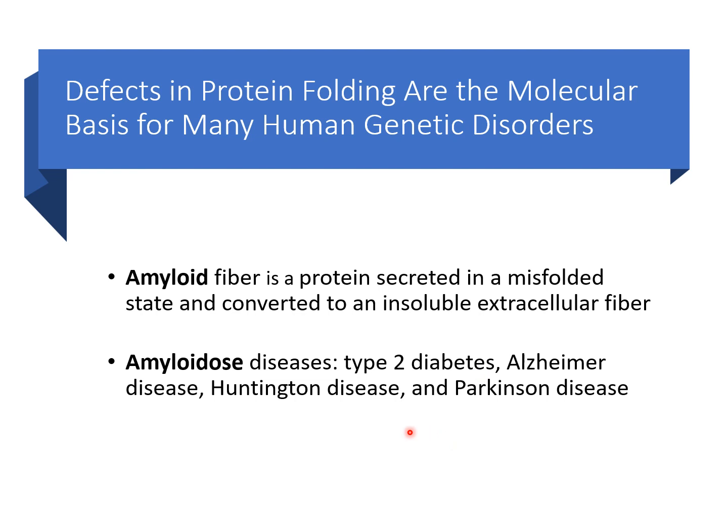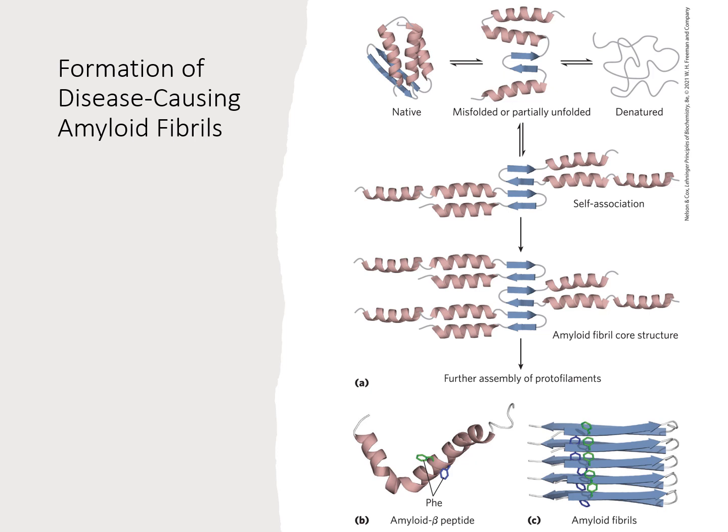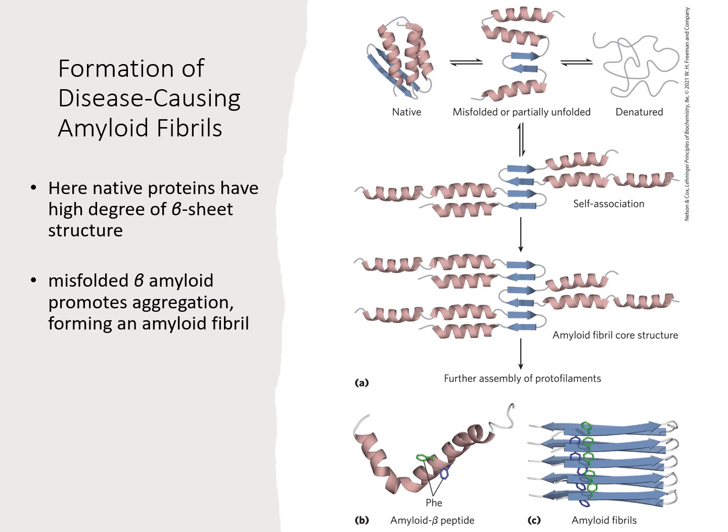Another example is amyloidosis diseases. These include things like type 2 diabetes, Alzheimer's disease, Huntington's disease, and Parkinson's disease, all very deleterious to one's health, and many, you may note, are of a neurological origin. The formation of disease-causing amyloid fibrils, as mentioned, is due to the aggregation of proteins together. These proteins have a significant amount of beta sheet structure, and when the protein goes into a misfolded state, the beta sheets connect up to one another, and this is the basis of these amyloid fibrils, which is, as mentioned, a form of aggregation.